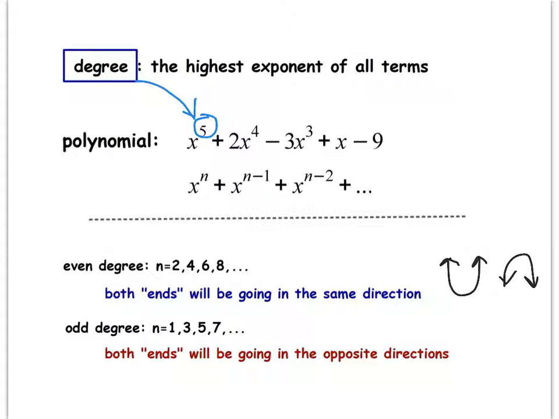If it is an odd degree, so that highest exponent is a 1, 3, 5, or 7, and so forth, an odd number, then both ends will be going in opposite directions. So something like that. Be sure to record this information about even degrees and odd degrees in your table.